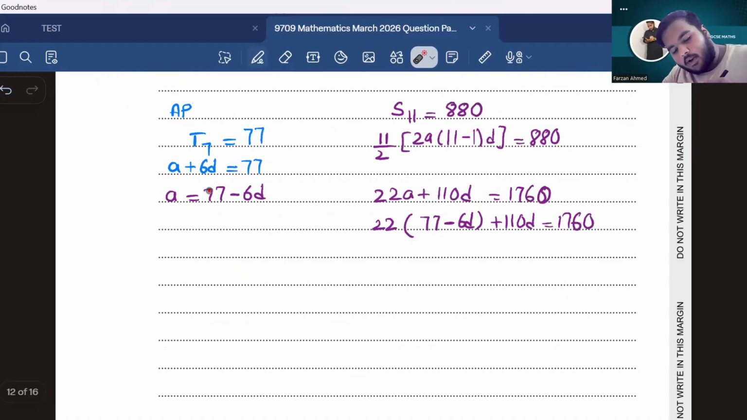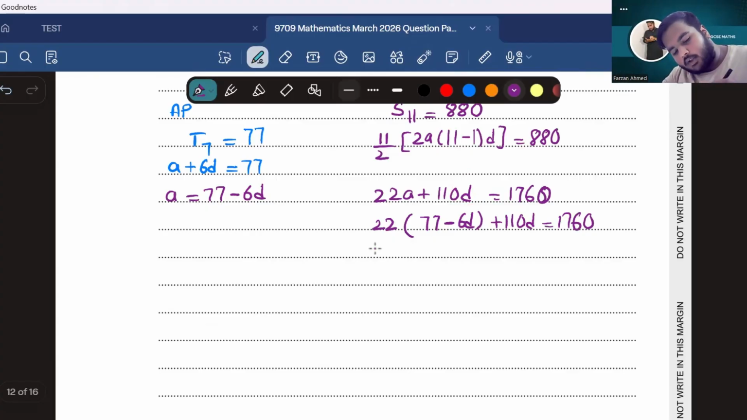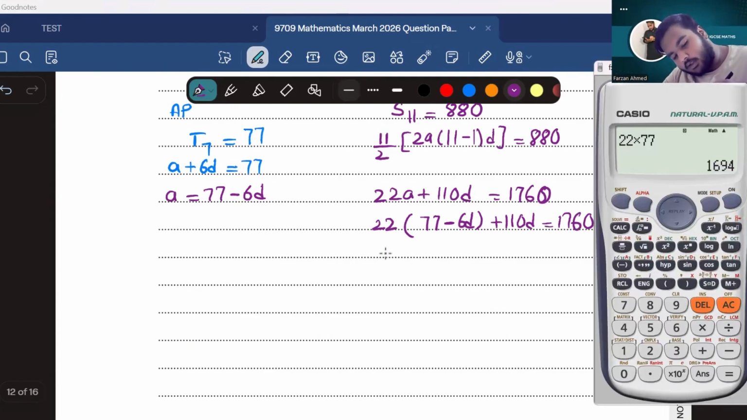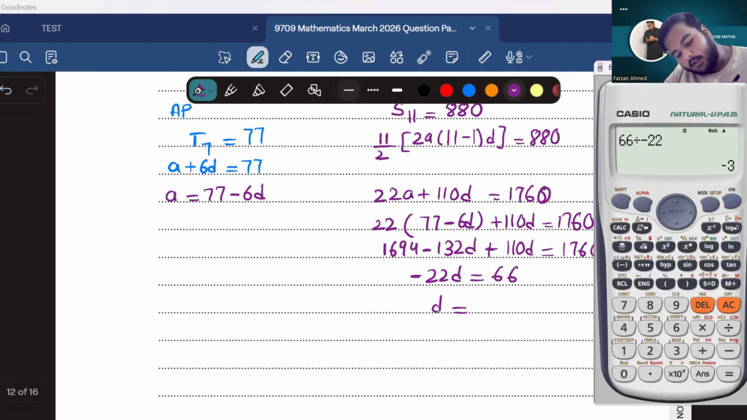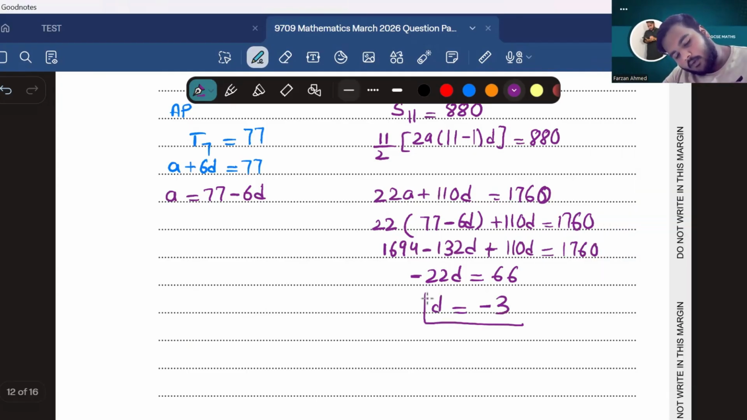Why am I putting this equation? Because to find the common difference. So this will be by using the calculator. So 22 into 77 is equal to 1694 minus 132d plus 110d is equal to 1760. So this will be minus 22d is equal to 66. So the value of d we got is 66 divided by minus 22. So the value of d we got is minus 3. Okay, this is the value of d we got.